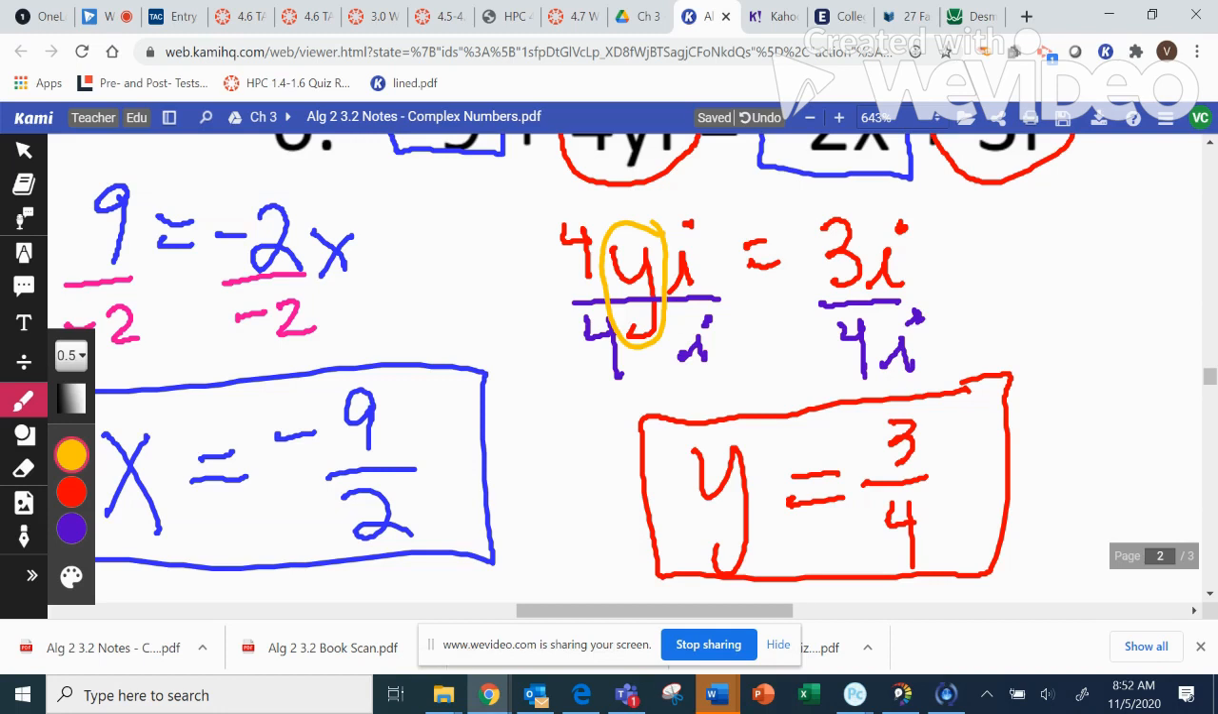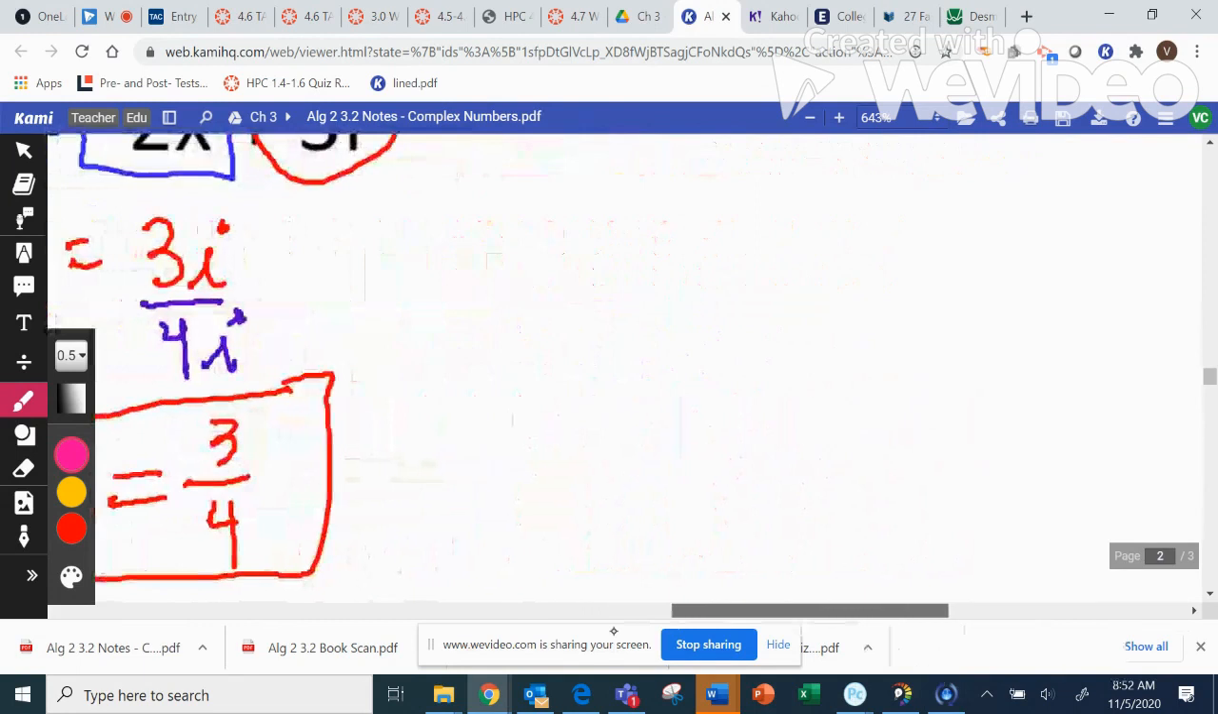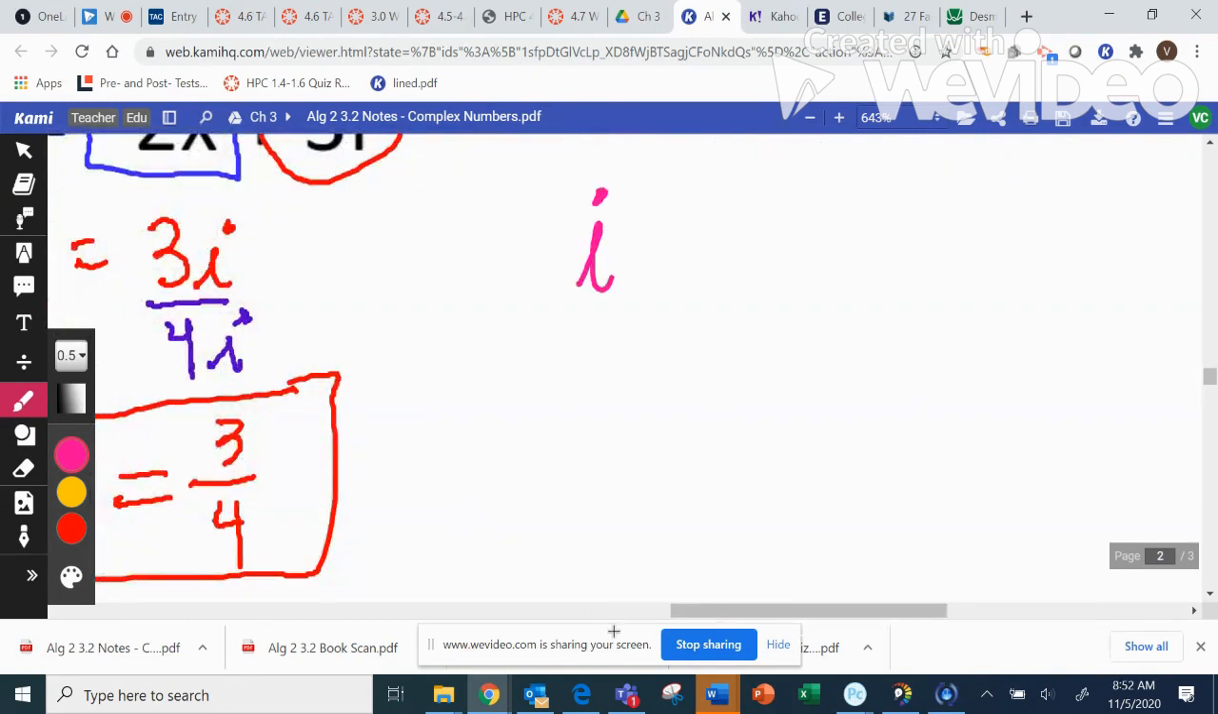Is i a variable? It's a letter. Is it a variable, or does i have a numerical value? Emma, you look confused. Okay, you're not. Okay. i is not a variable.